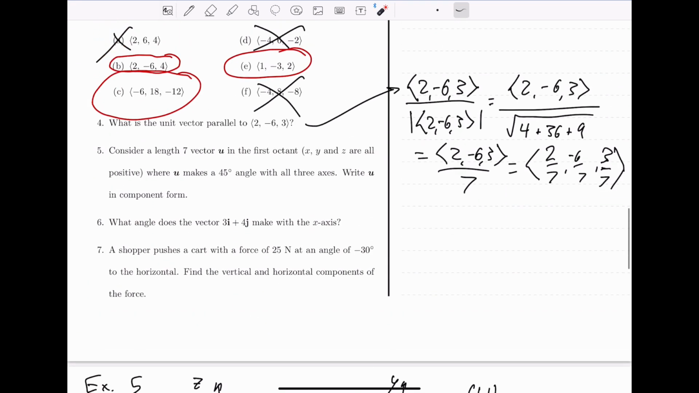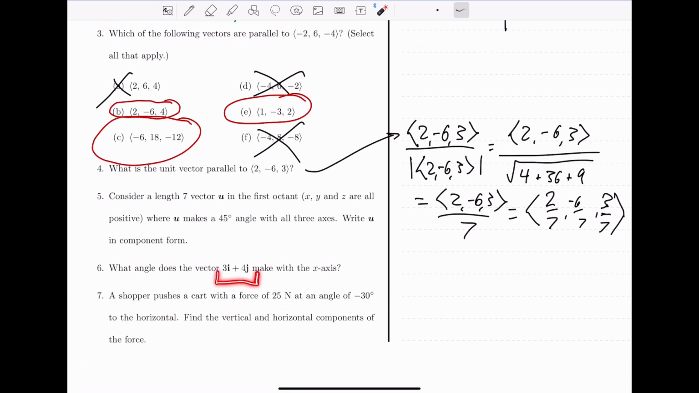Let's solve question 6. What angle does this vector make with the x-axis? We can just assume, since there's no k component here, that this is a two-dimensional vector. So let's think of drawing this out in 2 dimensions and try to find out what angle does this make with the x-axis.